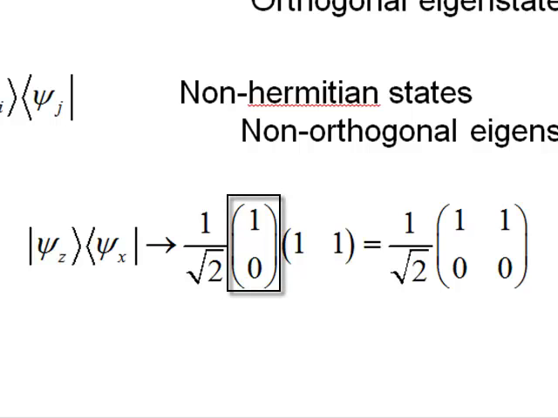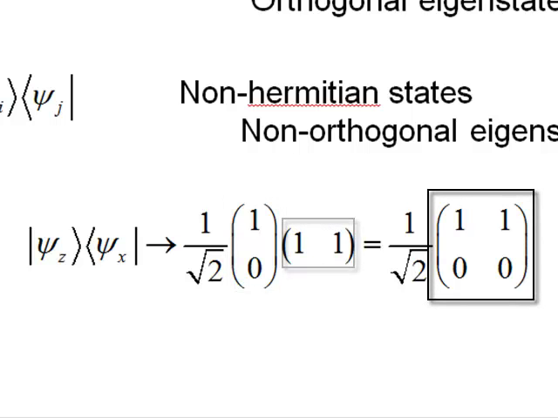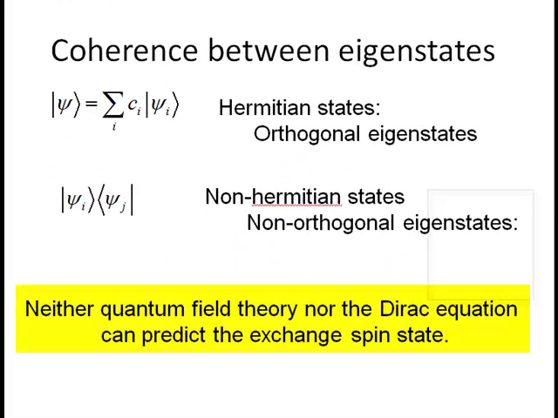Here we have the Z state taking the outer product with the X state, which gives a non-Hermitian state operator. Neither quantum field theory nor the Dirac equation can predict the exchange spin state. To include the subquantum theory in quantum field theory, it is necessary to extend it to state operators rather than remaining at the level of state vectors.